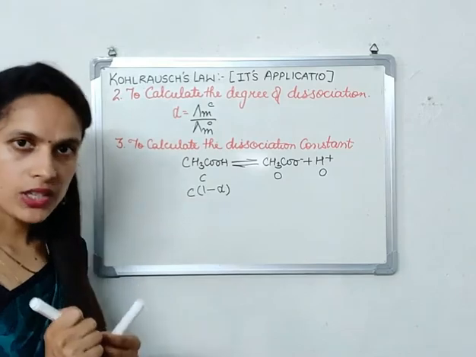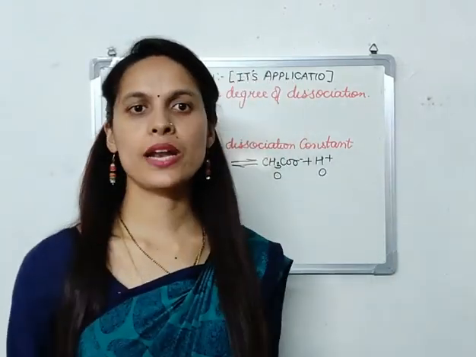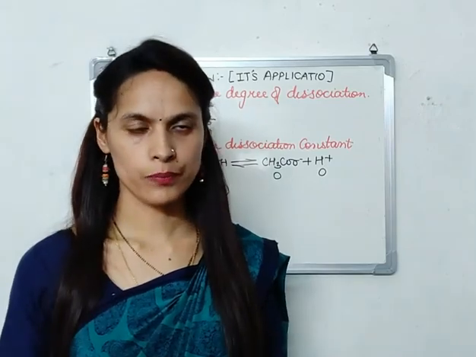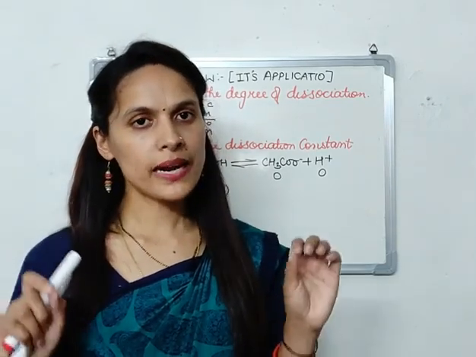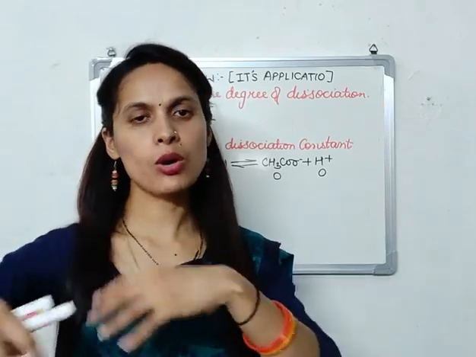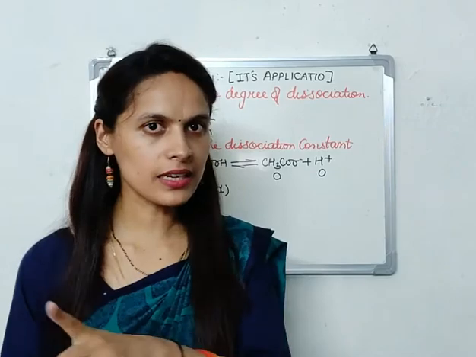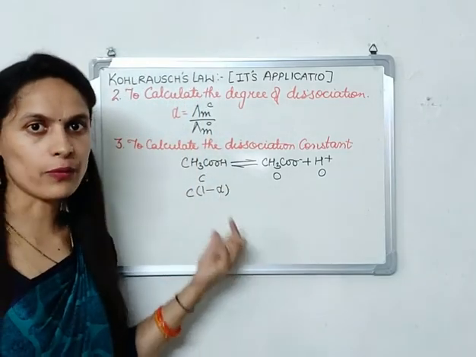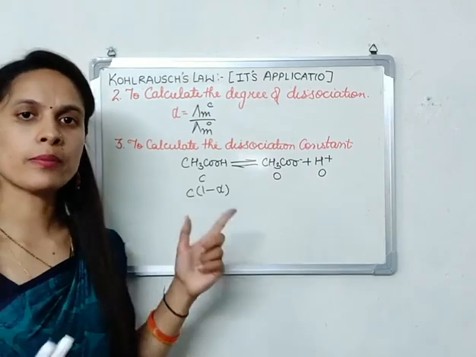Clear? Initially, suppose any electrolyte has 100 molecules, so the concentration is due to the 100 molecules. But suppose after some time 30 molecules get dissociated. Now how many will be left? 100 minus 30. So here I will do the same: initially I take 1 mole, and then 1 minus alpha.